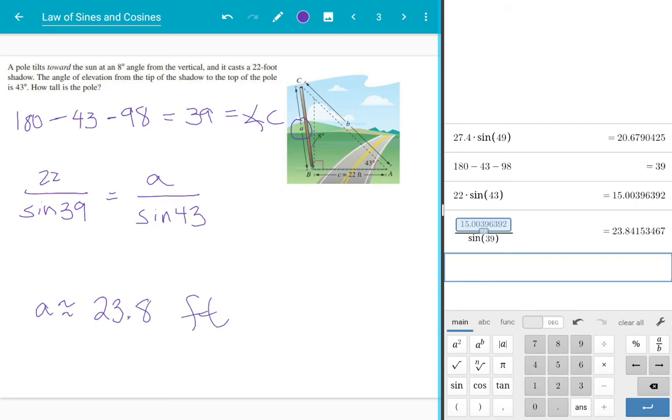So again, there's a nice little application problem for you, using the law of sines again. It's nice and simple because they provide us with two angles. It's always easy when they provide you with the two angles.